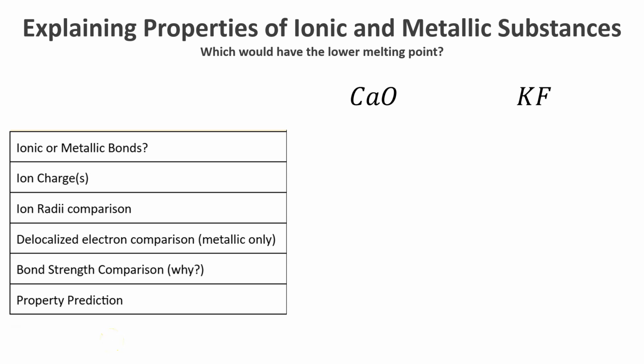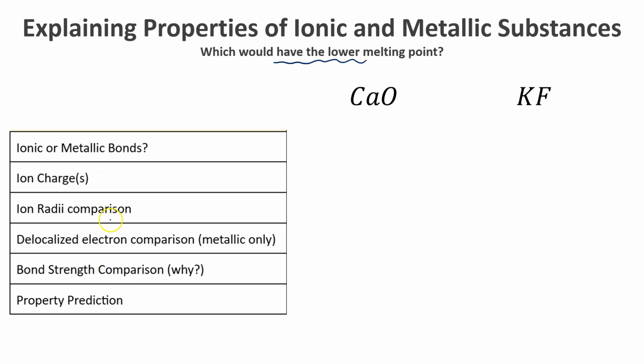Hey everybody, in this video we're going to take a look at how you explain some properties like melting point, boiling point, etc. for ionic and metallic substances specifically. Here we're going to compare calcium oxide to potassium fluoride to try to make a guess or a prediction about which would have the lower melting point.